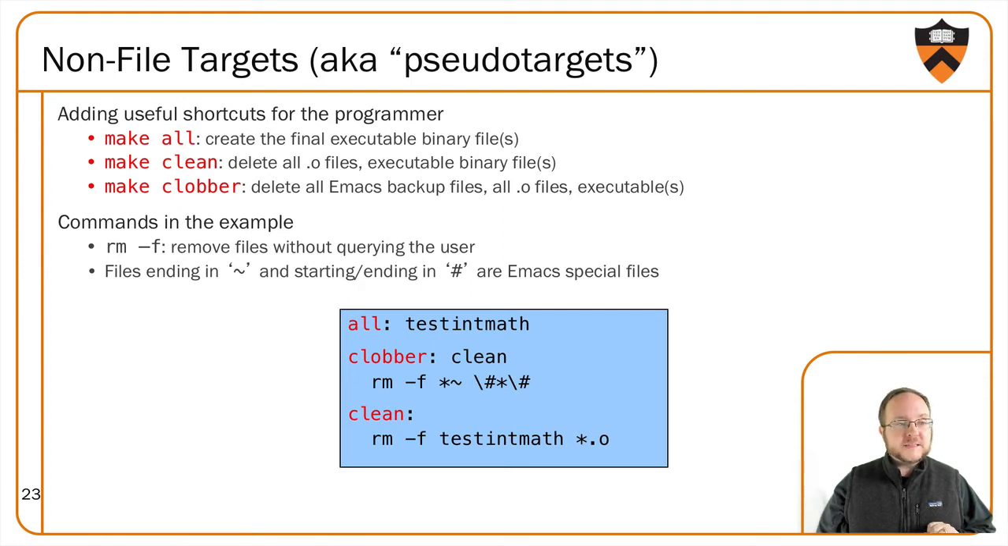We'll use the example make all in this version. So make observes that all doesn't exist. There's no file called all in the directory. But it depends on testintmath, so that might or might not exist. So make will say, I'm going to recur and go make testintmath. Once testintmath exists and is up to date, all's prerequisites are satisfied. So make now builds all.